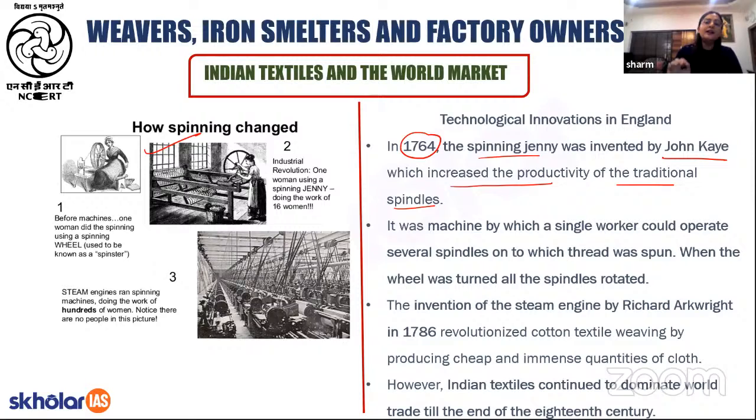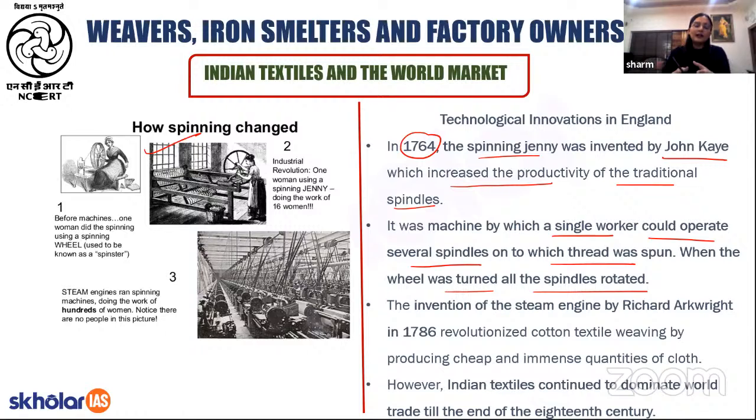और स्टूडेंट्स, इसके अलावा स्पिनिंग जेनी की एग्जैक्ट डेफिनेशन भी आपकी बुक में दी हुई है। द डेफिनेशन सेज दैट स्पिनिंग जेनी वाज अ मशीन by which a single worker could operate several spindles onto thread which was spun, and when the wheel was turned, all the spindles rotated. So basically, students, when there is a traditional spinning machine, therein you can only spin one thread.